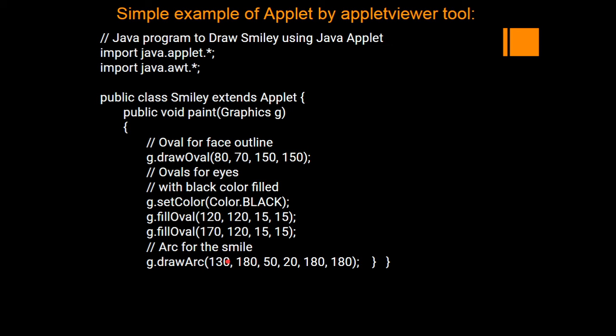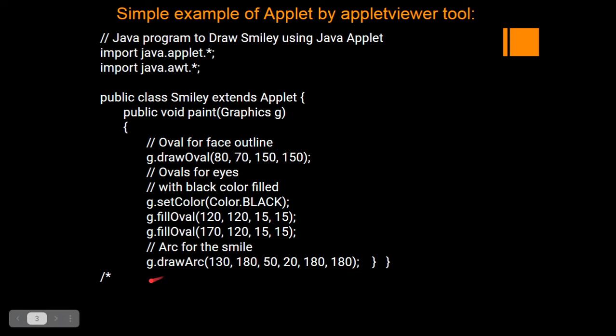So we have to say what position we have to start with. 130 and 180, and then we have to end at 180, 180. And then these x and y values will define the curve, how the arc should bend. So that's all, we have drawn an arc also. So the face outline is drawn, the two eyes are drawn, and the mouth is drawn. We have to close the braces. Both the braces are closed here.